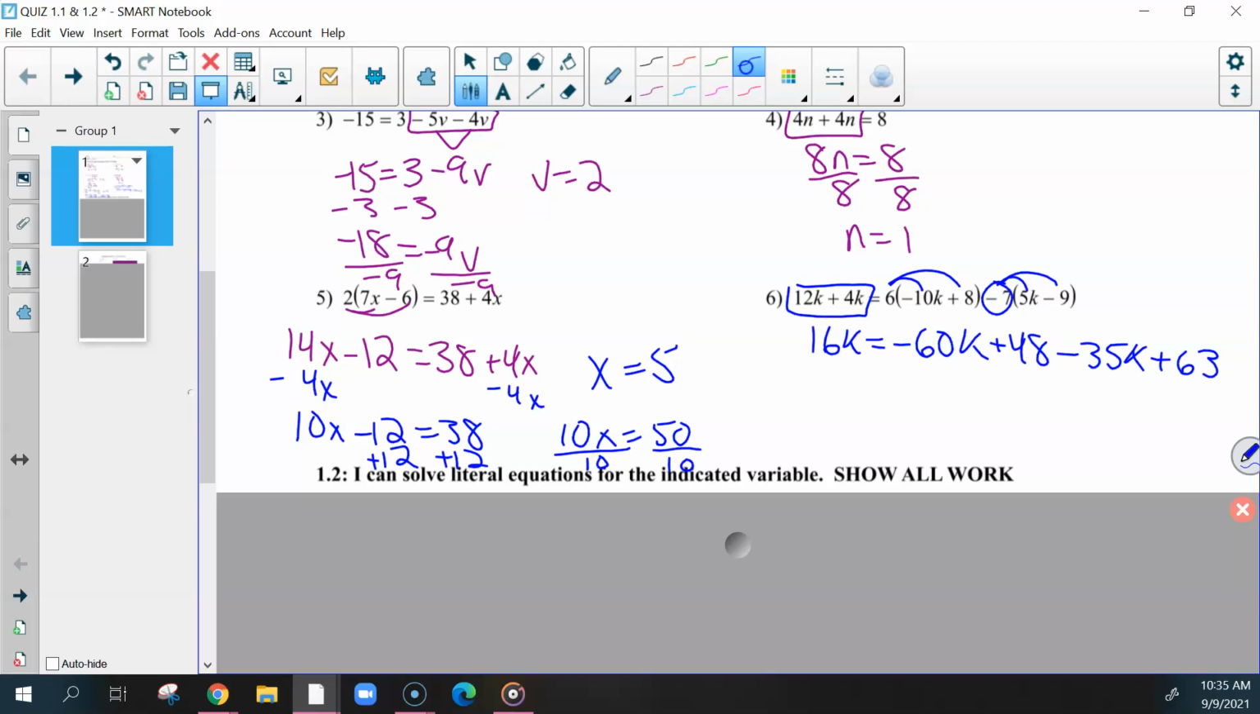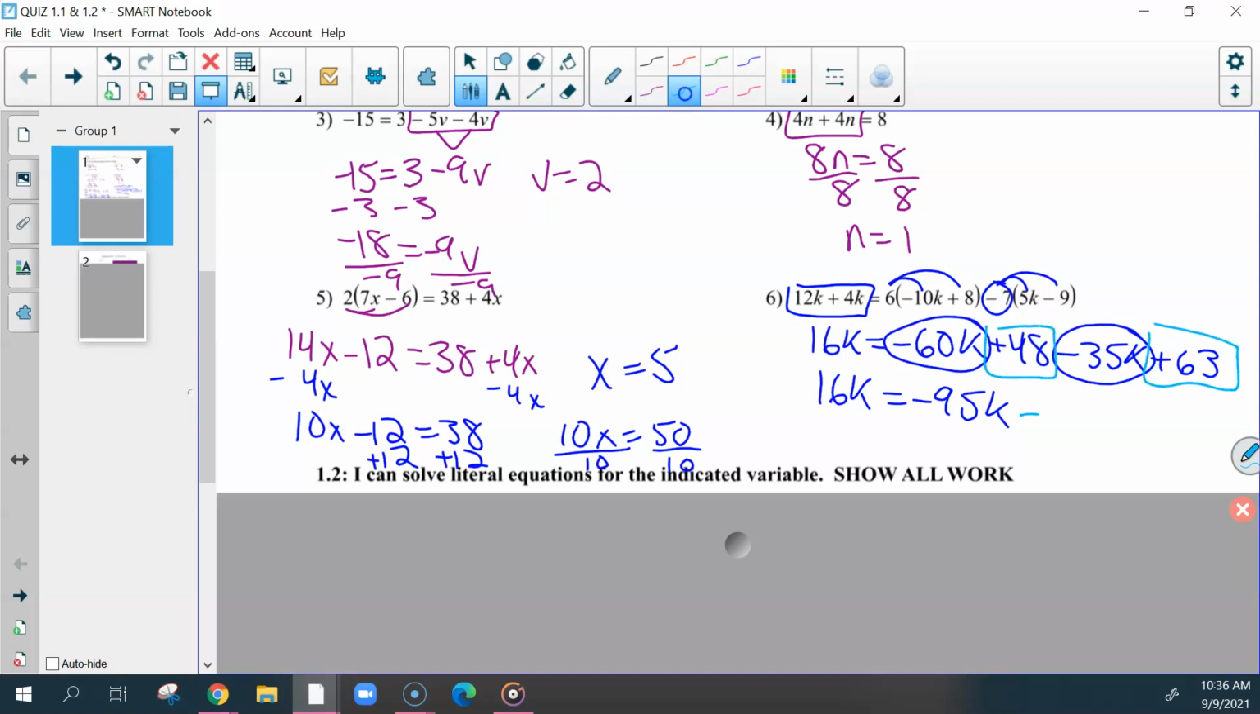From there, we have like terms we can combine on the same side. Again, just doing whatever it says, not the inverse. So negative 60 minus 35 would give us negative 95k. 48 plus 63 should have been 111.